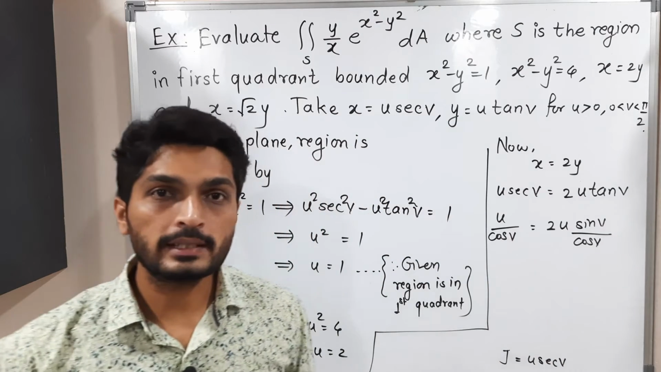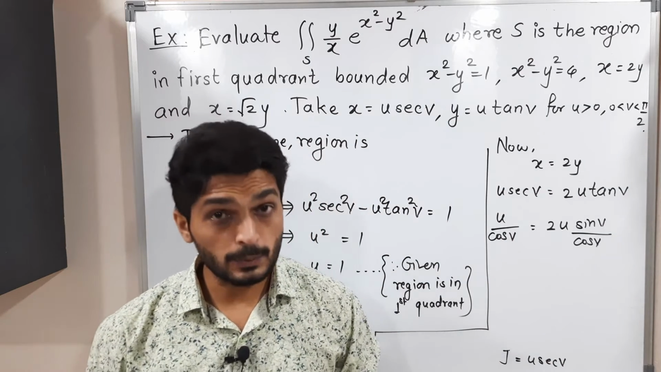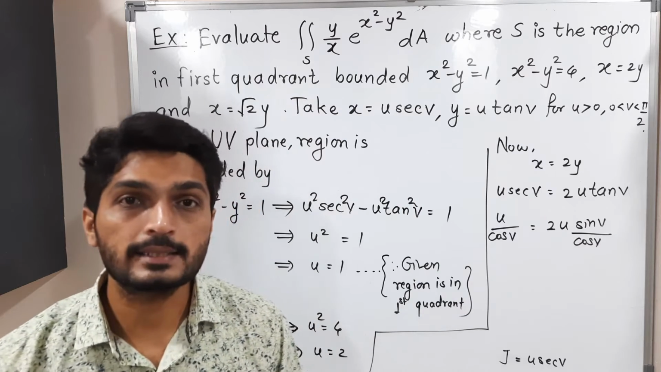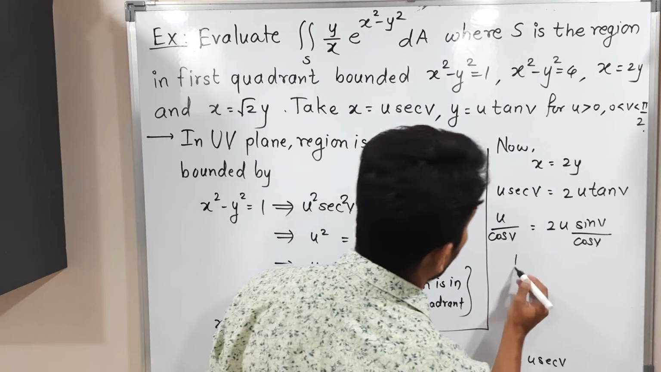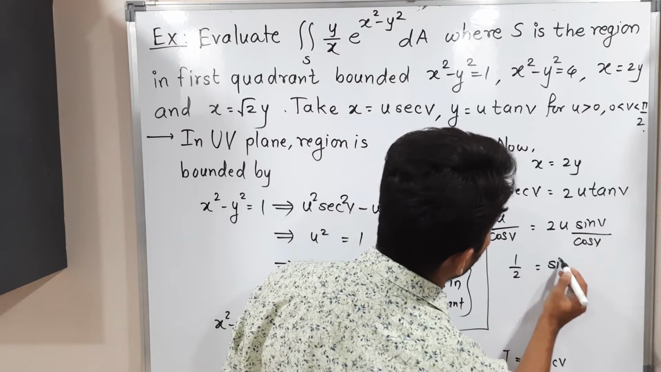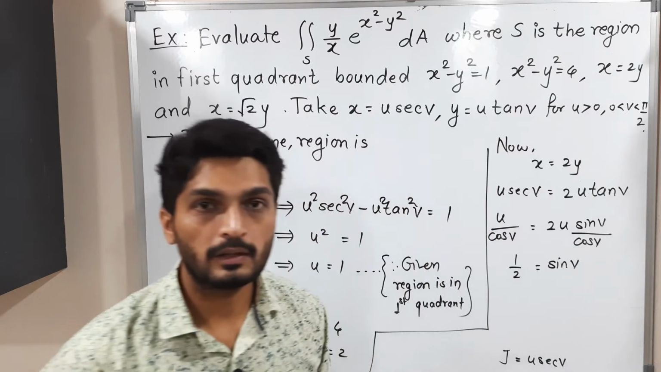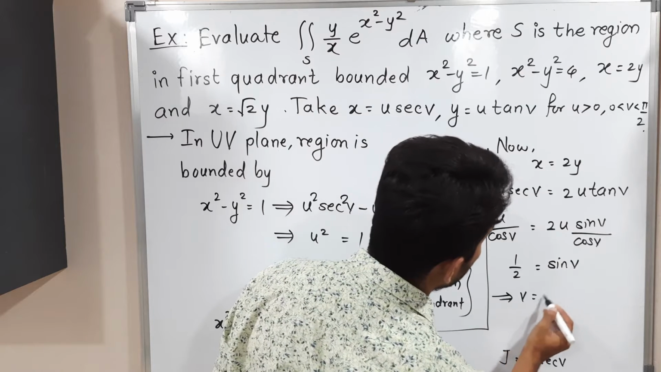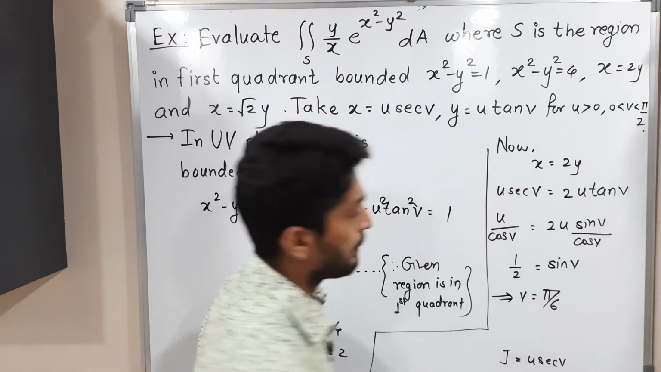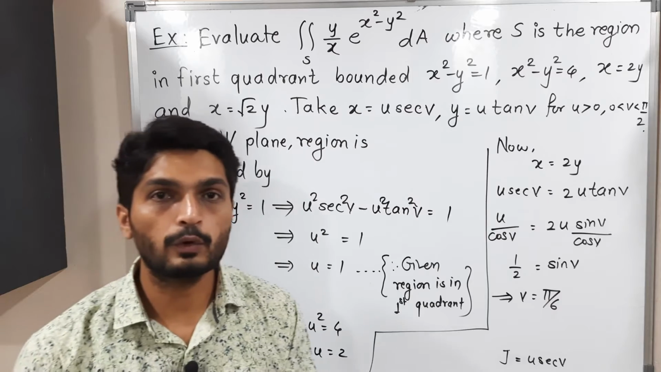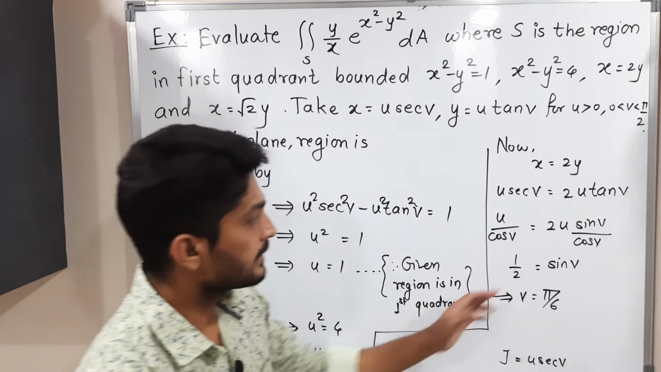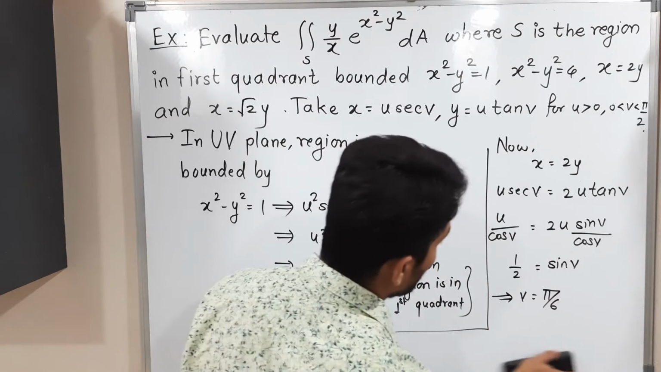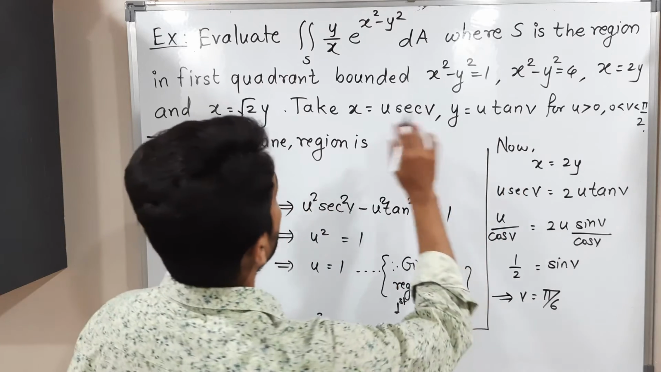See, u we can cancel from both sides, as well as 1 upon cos v, that term also we can cancel from both sides. So therefore we will have 1 by 2 is equal to sin v. Getting? So therefore v is equal to obviously pi by 6, since sin pi by 6 is equal to 1 by 2. So Jacobian we will use it later, but let us consider the last curve.